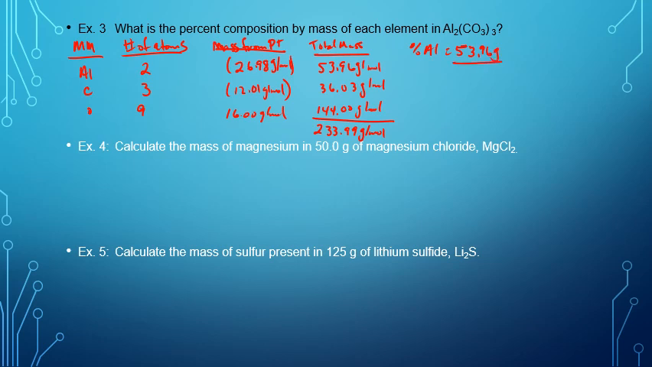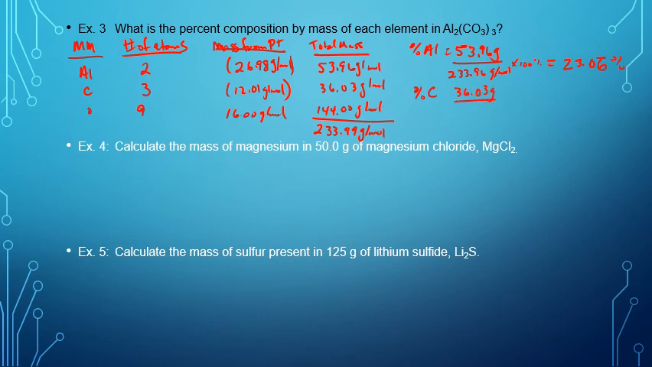So to find the percentage of aluminum, I'm going to take the 53.96 grams, divide it by 233.99, multiply it by 100%, and that will give us approximately 23.06%.